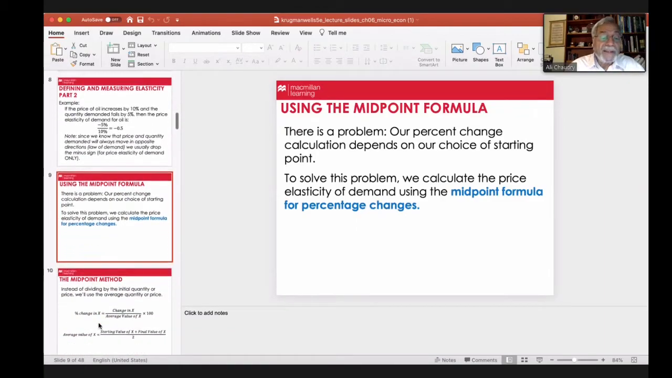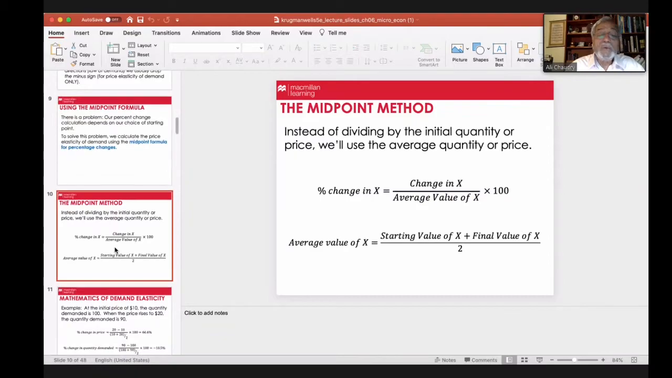In doing that, we use this definition. We have the same basic formula, the change in x divided by the average value of x. This is the midpoint. And the average value is computed by taking the starting value and the final value and dividing by 2. That gives us the average point, and that's what the average value of x is.